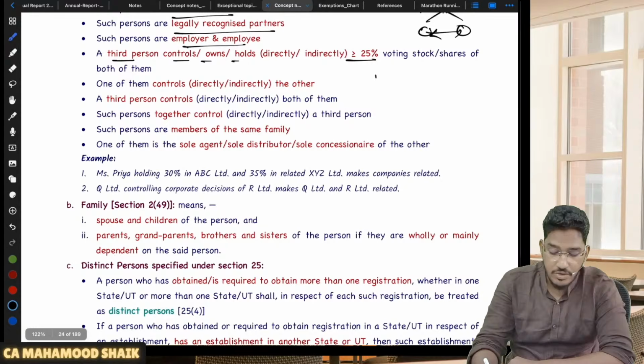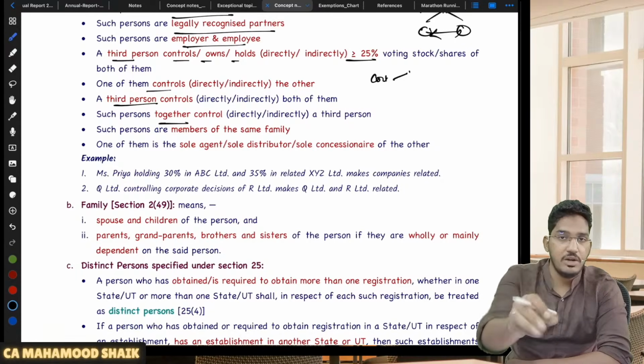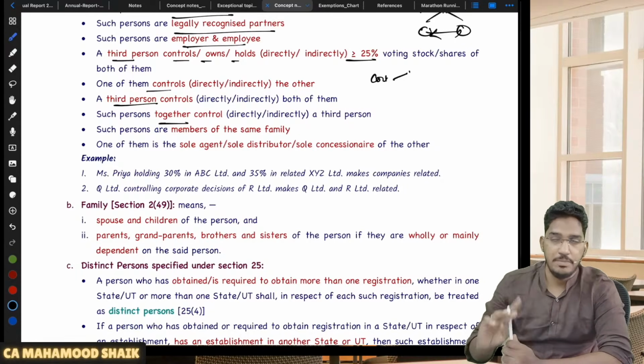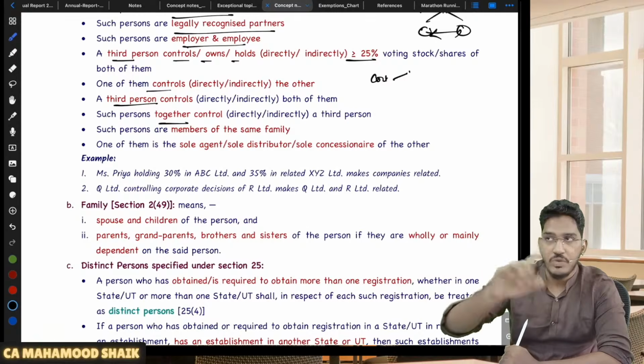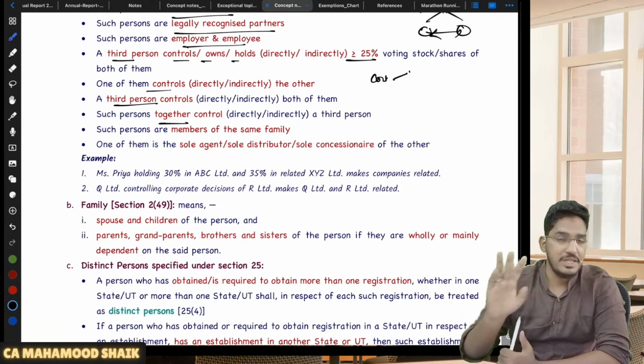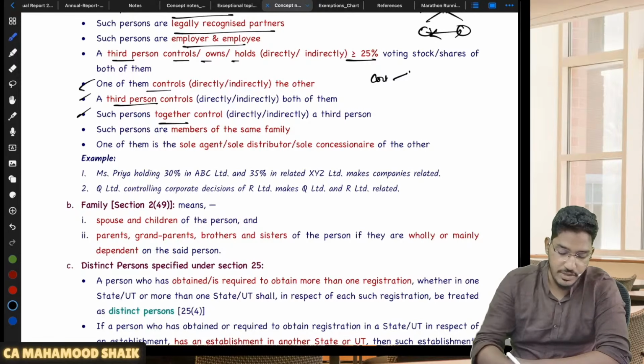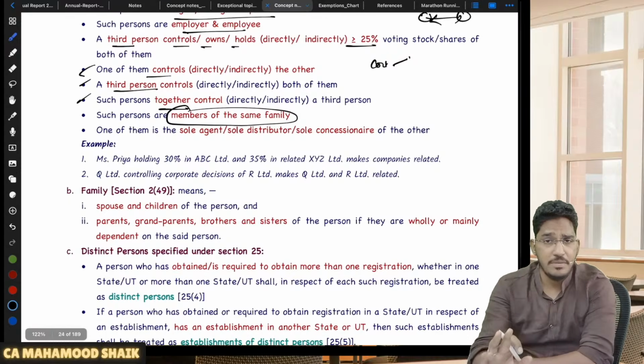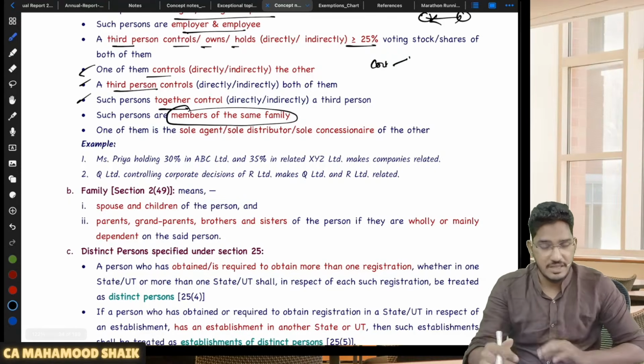And when it comes to control, 3 points are there. One of them controls the other, a third person controls both of them, or both of them collectively control the third party. If in any way control is happening, you are controlling the other person, you and the other are controlled by a third party, or you and the other are controlling a third party, then you will be considered as related. Those are the next 3 points. And also if the persons are members of the same family, then also they will be considered as related.